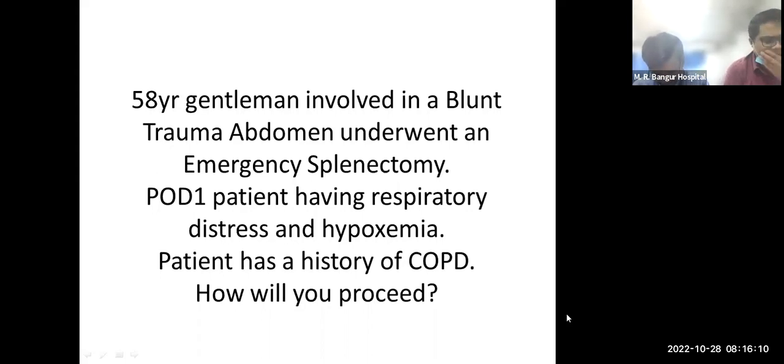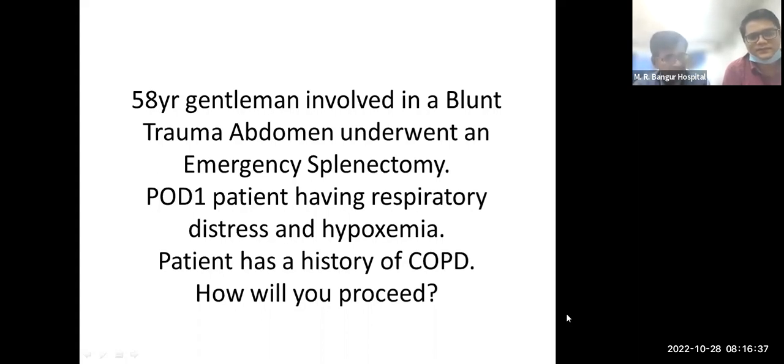Treatment involves early mobilization. So this is a patient who has had a splenectomy, in the first post-op day. What do you mean by early mobilization? You cannot ask him to start walking. He is having respiratory distress. So in that case, your prime aim is to optimize the lung function.